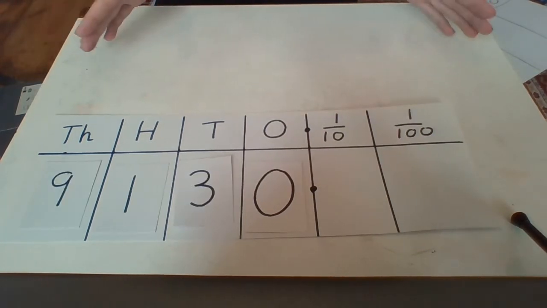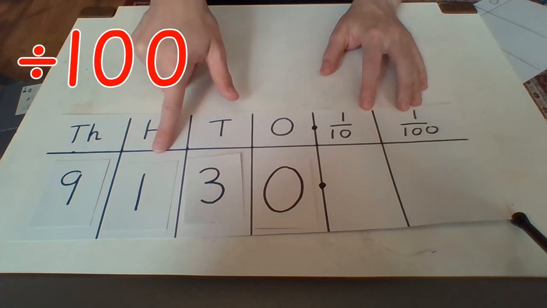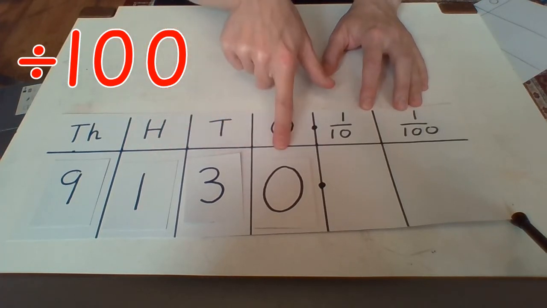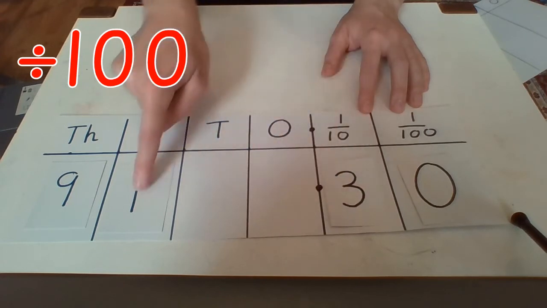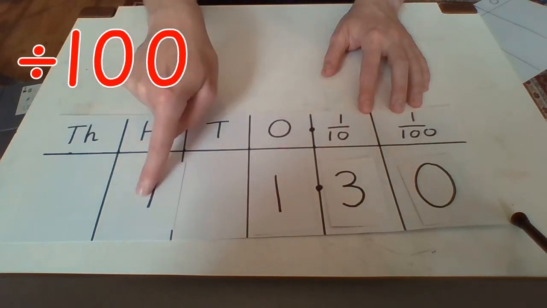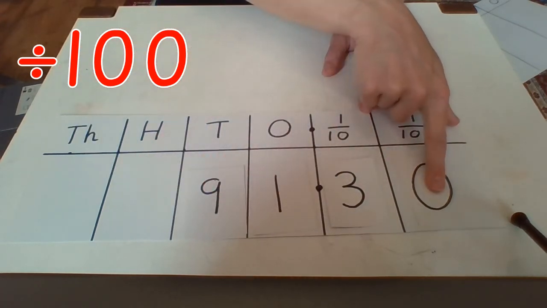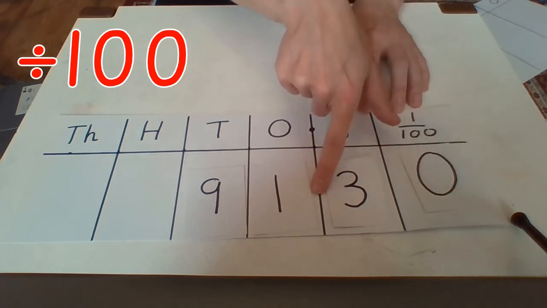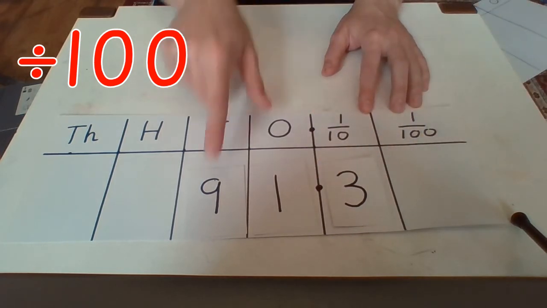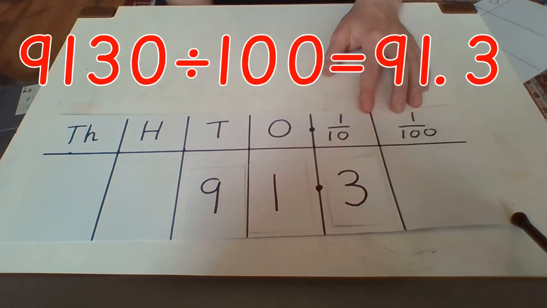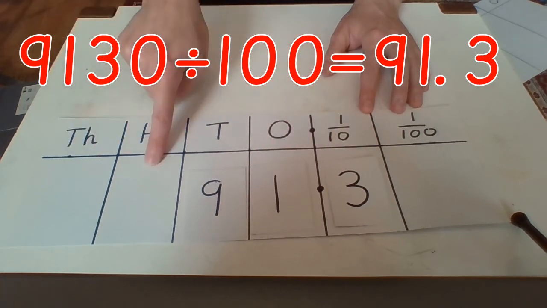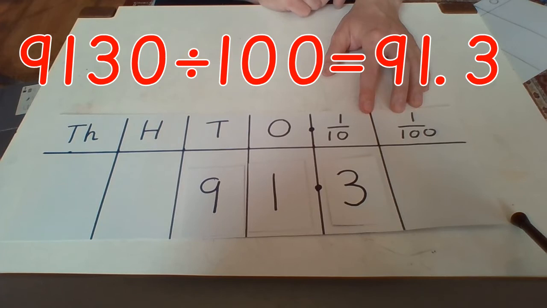Now here's a 4-digit number, 9,130, and again I'm going to move everything 2 jumps down the chart. I can get rid of the 0, we don't need this anymore because it's on the other side of the decimal point. And my answer is 91.3. So 9,130 divided by 100 is 91.3 because it's moved 2 jumps down the chart.